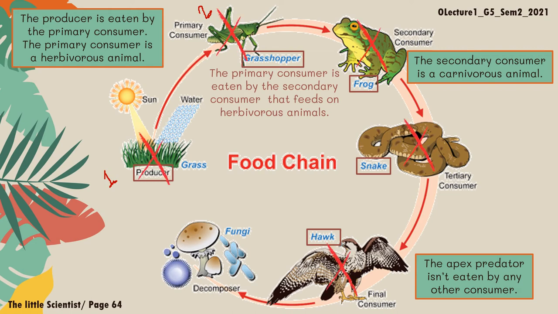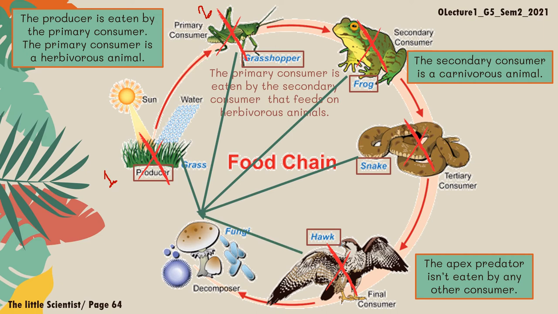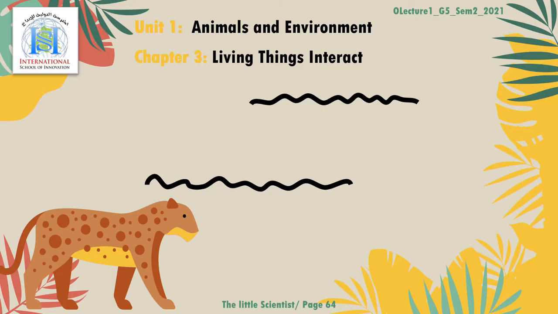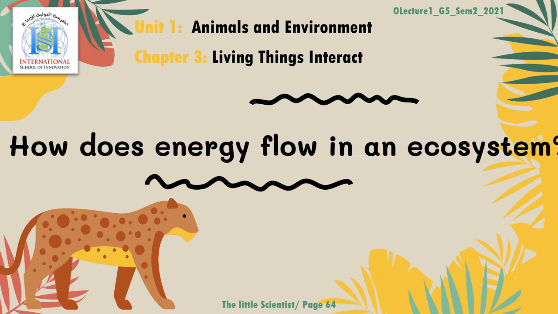When grass, grasshopper, frog, snake, and hawk die, their bodies will be decomposed by decomposers. Decomposers return minerals and energy to the soil. How does energy flow in an ecosystem? It's because of the presence of food chains.